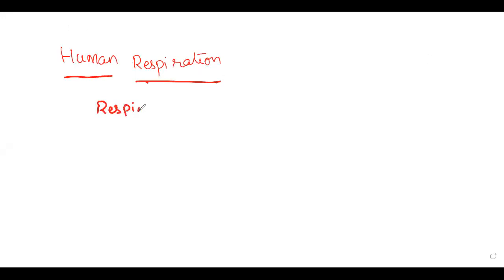Let's start the human respiration process here. I think we need to start with human respiration, as we saw the anatomy of the trachea and lungs in the previous class. So, human respiration. The respiration in human involves the following steps. We are writing them stepwise.